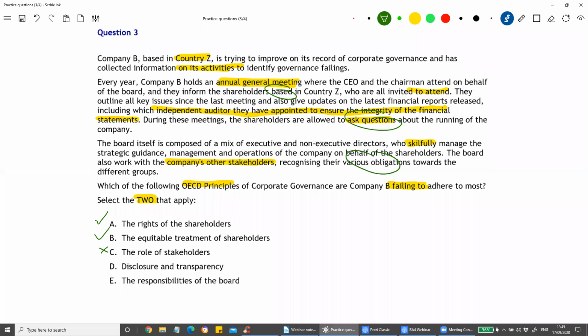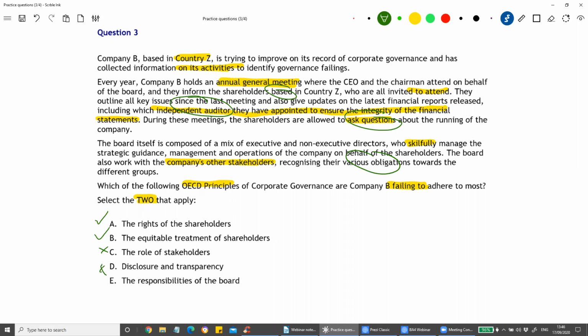What about disclosure and transparency? Well, we do know that they are disclosing all matters at an annual general meeting, even if they're not letting shareholders vote on it. So that's one good thing for disclosure and transparency. But we can also see that the integrity is being assured by having an auditor, which I read somewhere, but I can't see it there. Where is it? Here we go, the independent auditor. So I know that they are trying to disclose as much information as possible and be transparent. And they've appointed an auditor. So again, this is a wrong option.